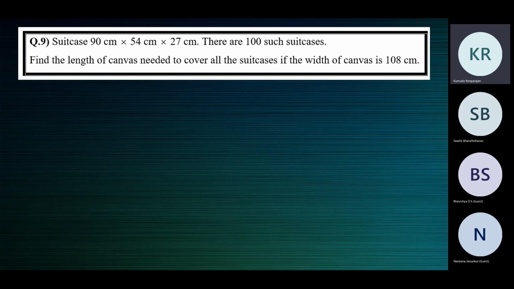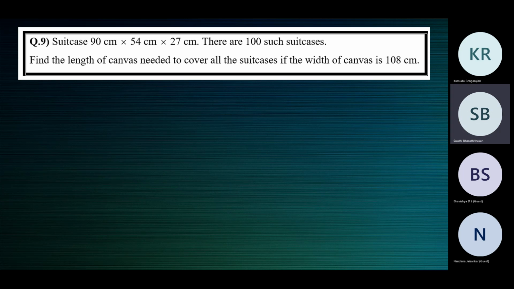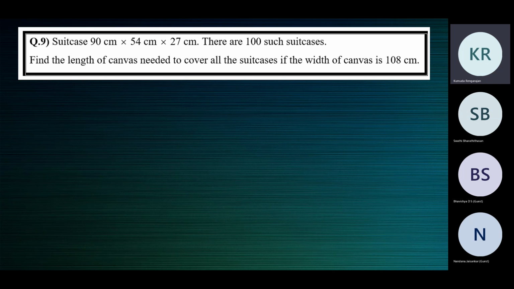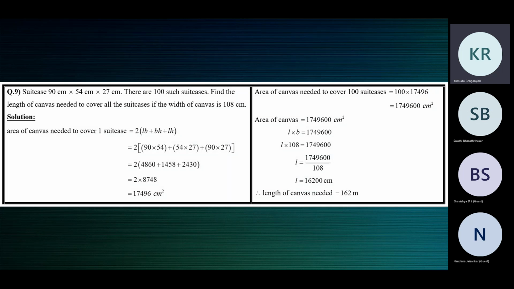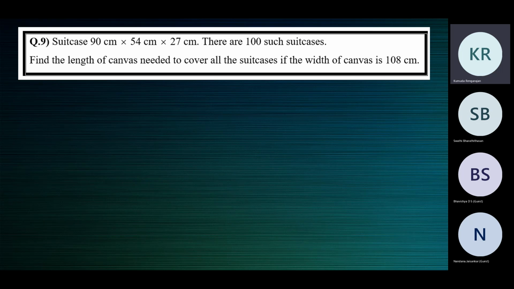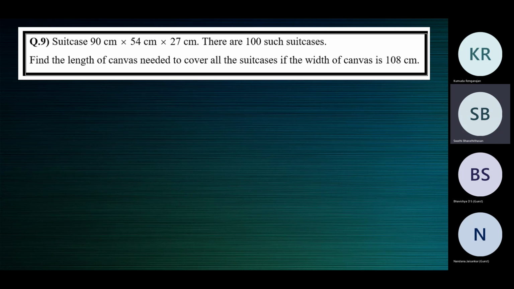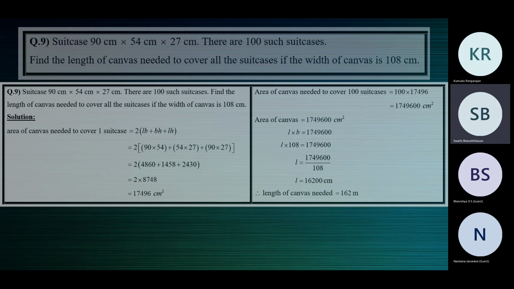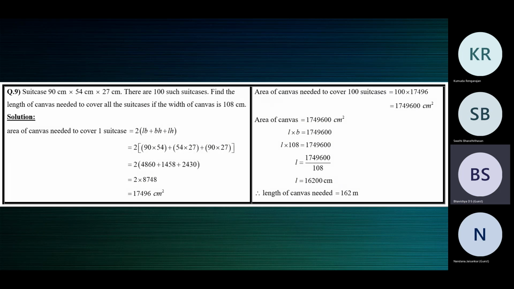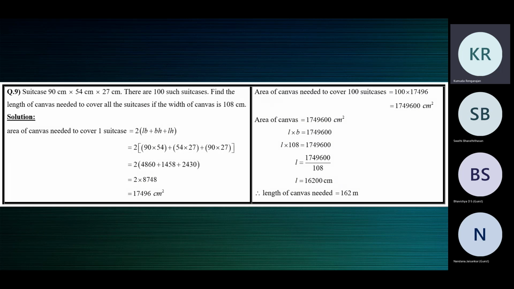Yes, children, what is the TSA of one suitcase? 17,496 centimeters square. Perfect. Very good. Now find the TSA of 100 suitcases. 17,49,600 centimeters square. Correct. Ma'am, I'm also getting the same answer, ma'am. Very good, children.